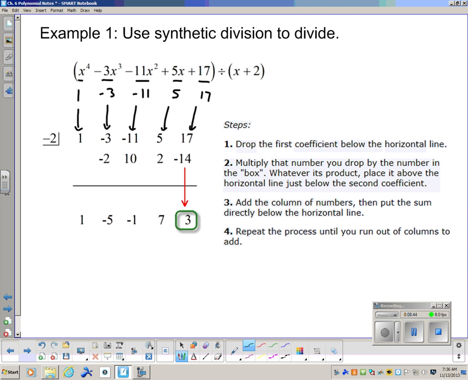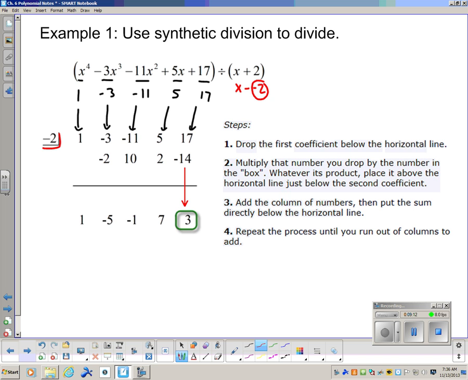What happens over here is instead of dividing by x plus 2, over here they're dividing by what's inside the box, which is negative 2. How are they getting that? Well, this has to be in the form of x minus c here, which is x minus a negative 2. X minus a negative 2 will give you x plus 2. The c value here is what goes inside that box over there. So it has to be in the form of x minus. So then negative 2 goes over there in the box.